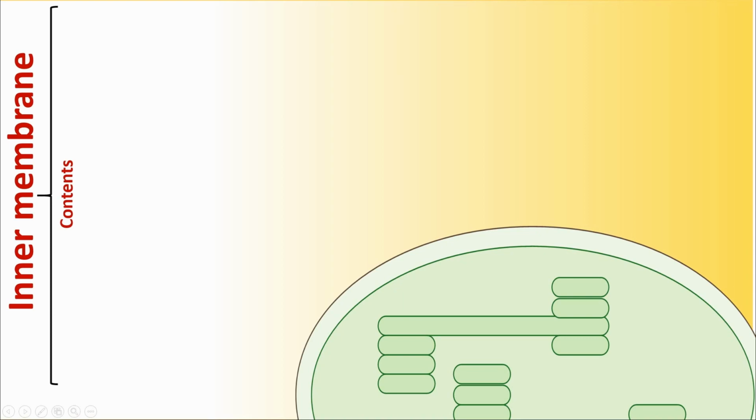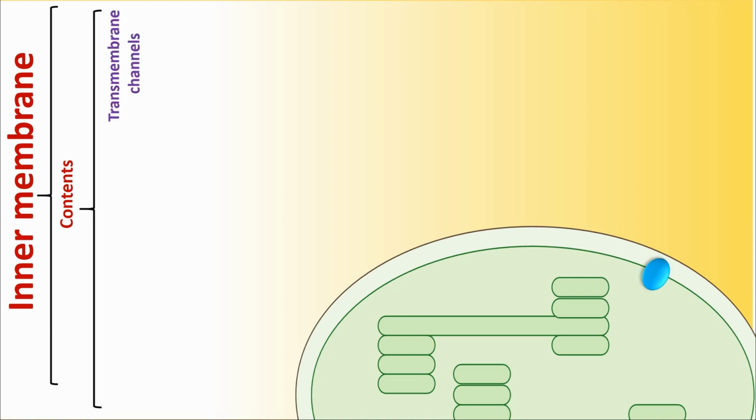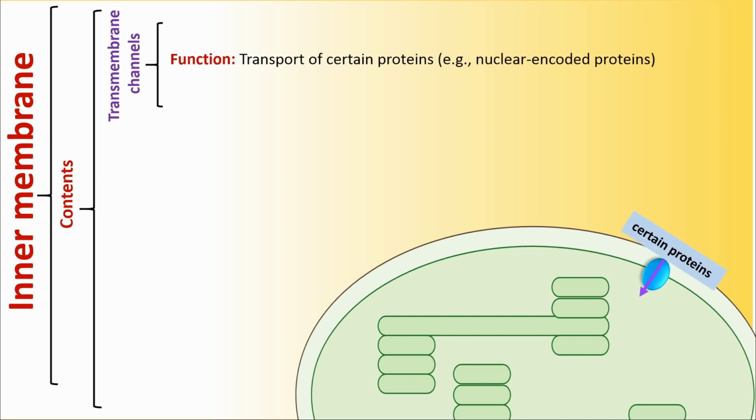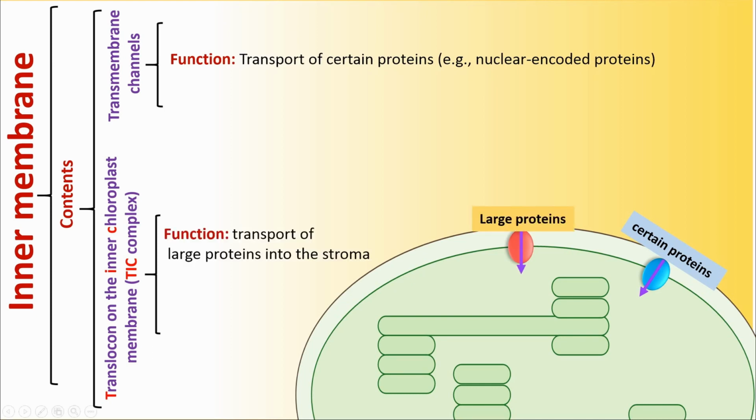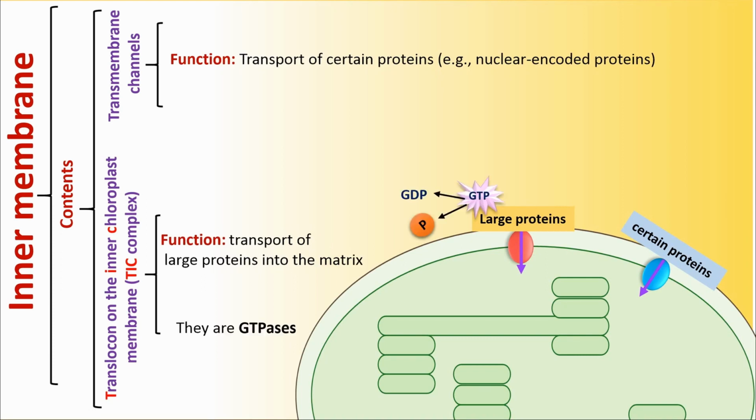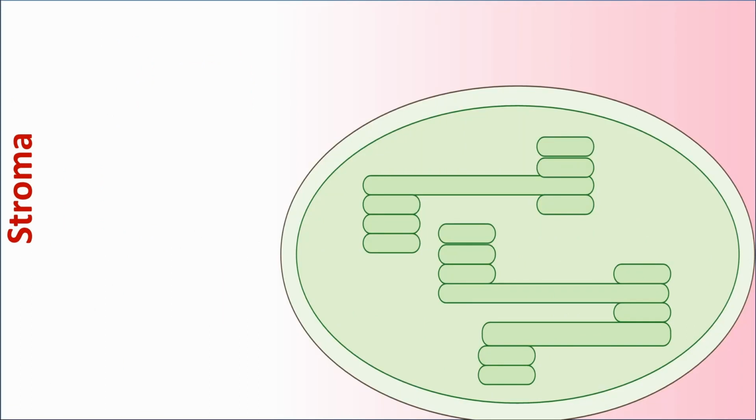Contents of inner membrane. Transmembrane channels. They play a role in transporting certain proteins, for example, nuclear encoded proteins, and translocon on the inner chloroplast membrane, or TIC complex. Their function is transport of large proteins into the stroma. They are GTPases.